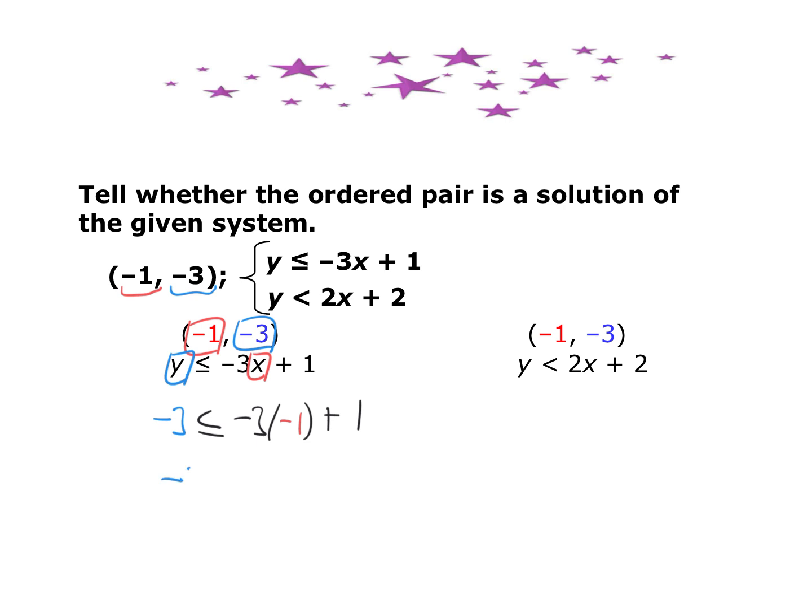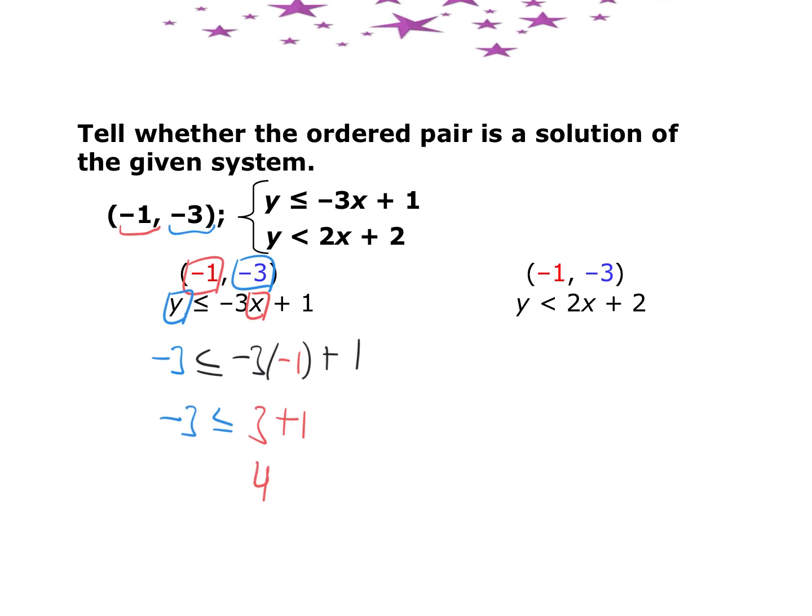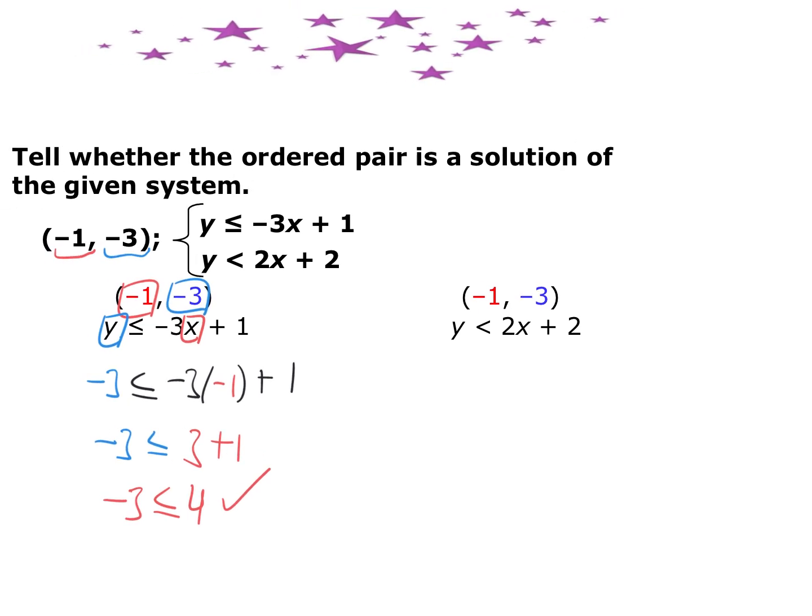So I get -3 is less than or equal to -3 times -1 is 3, plus 1, and 3 plus 1 is 4. And I get -3 is less than or equal to 4. This is true, it works. But we're not done. We have to check the other inequality as well. It needs to satisfy both. All right, so I'm going to plug in a -1 where I see the x and a -3 where I see the y.